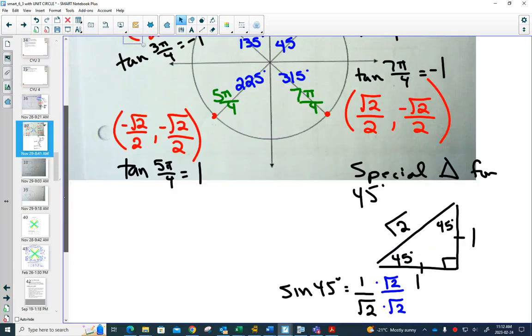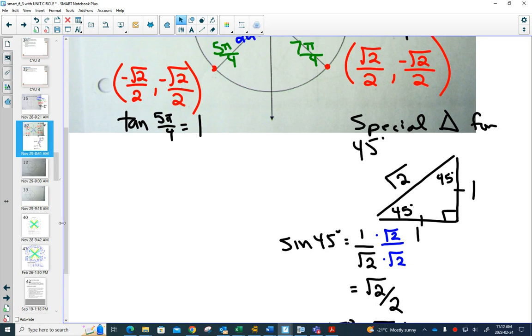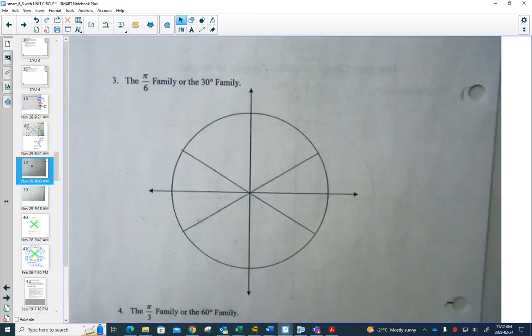And we get the coordinates from this special triangle. Next, we go to our 30-degree family. Again, we can mark these coordinates where the 30-degree reference angles all hit the unit circle. In degrees, your reference angle for all of them will be 30 degrees. In radians, your reference angle for all of them will be pi over 6. And I'm going to give you a head start to label the rest of the degrees and the rest of the radians.